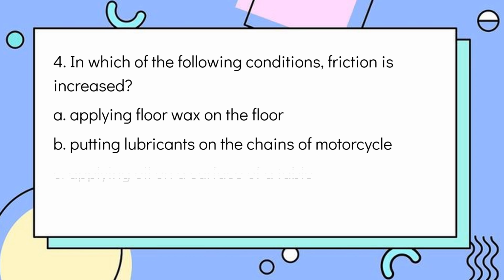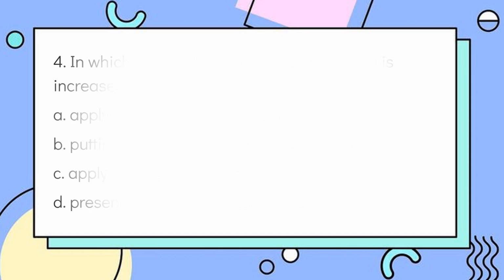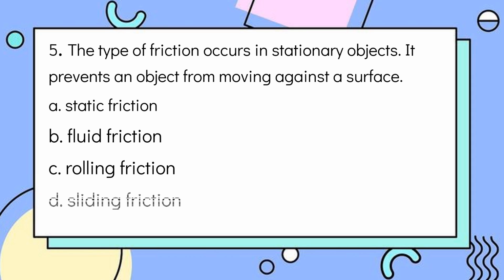Number 4. In which of the following conditions, friction is increased? A. Applying floor wax on the floor. B. Putting lubricants on the chains of motorcycle. C. Applying oil on a surface of a table. D. Presence of spikes on motorcycle wheels. Number 5. The type of friction occurs in stationary objects. It prevents an object from moving against a surface. A. Static friction. B. Fluid friction. C. Rolling friction. D. Sliding friction.